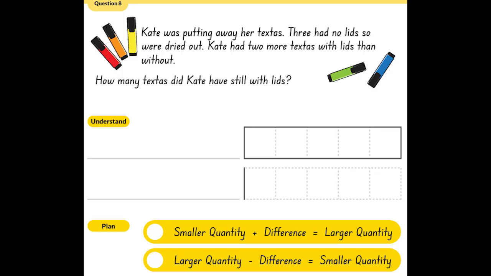Question 8. Kate was putting away her texters. 3 had no lids, so were dried out. Kate had 2 more texters with lids than without. How many texters did Kate have still with lids?